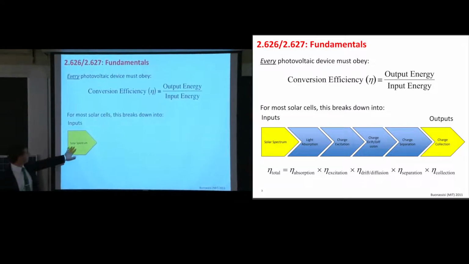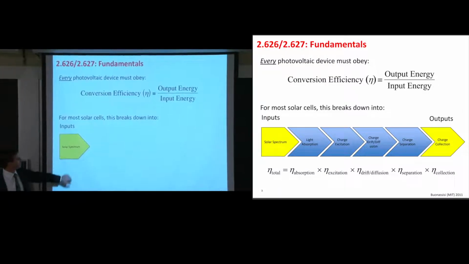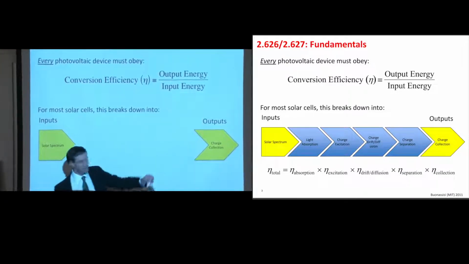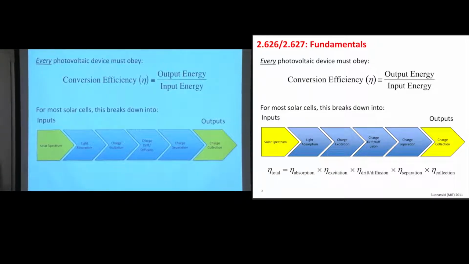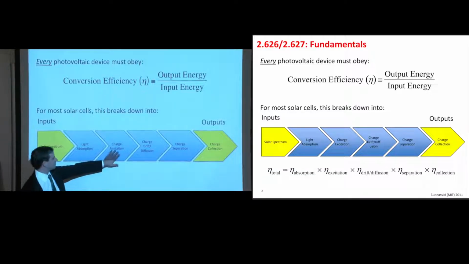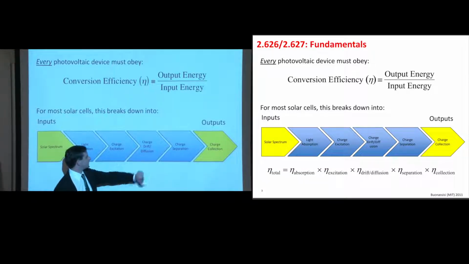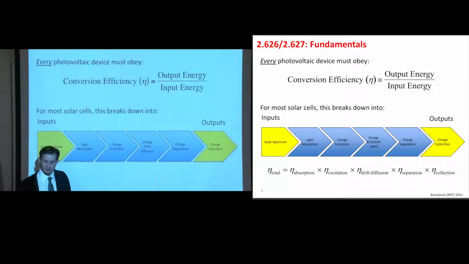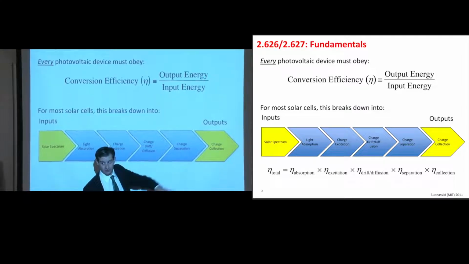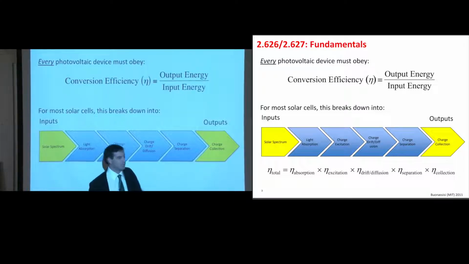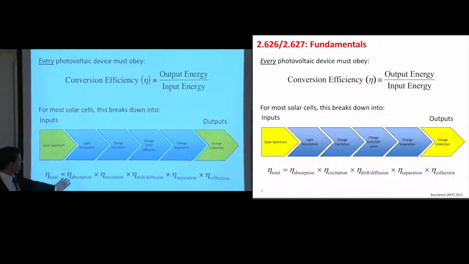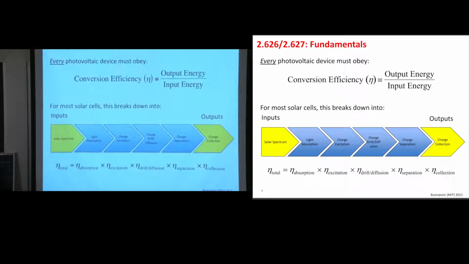You have inputs. Sorry for the small font here. This reads solar spectrum. That's your input. Your output, which is the charge collection. It's a collected charge coming out of your device. And a bunch of steps in between. So from the solar spectrum, we have to absorb that light. Then we have to excite charge within the material. Then that charge has to move around inside of the material to get to the metallic contacts on the front side. Charge separation has to occur for there to be a voltage. And finally, the charge collection process. And so the total efficiency of this device is the product of each of these individual processes.